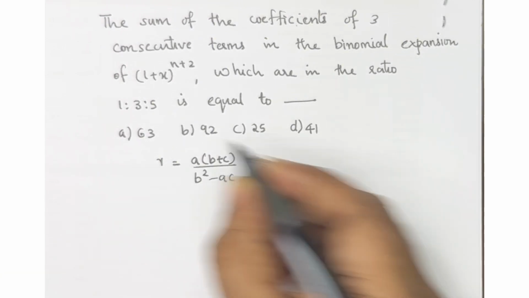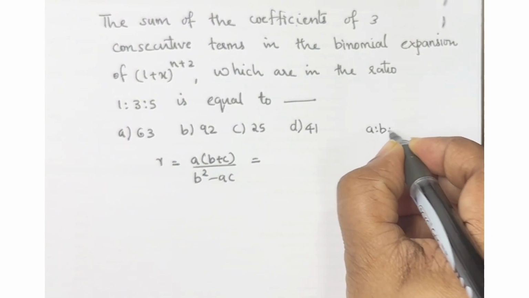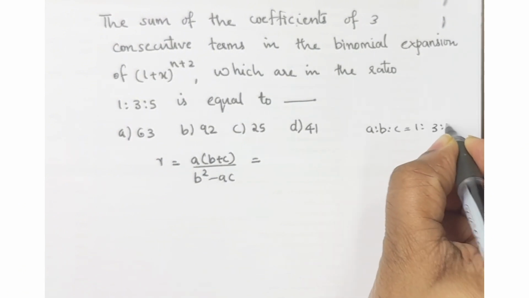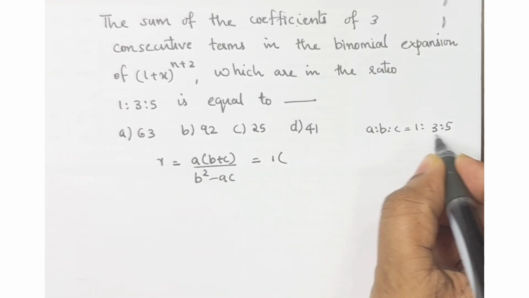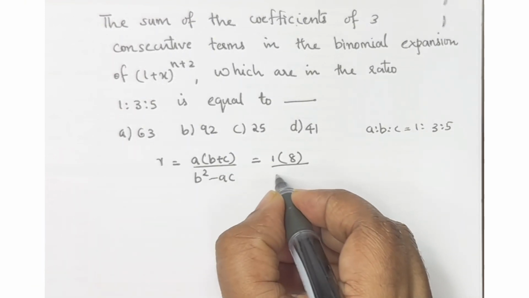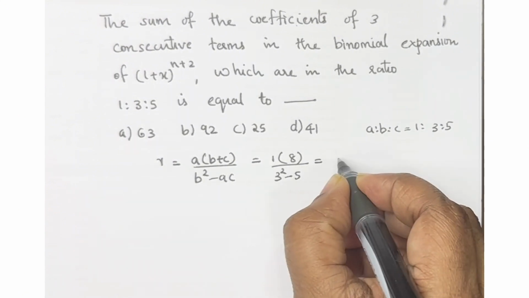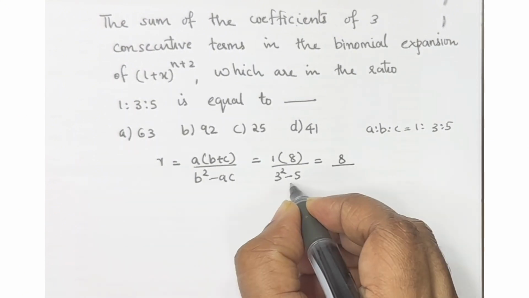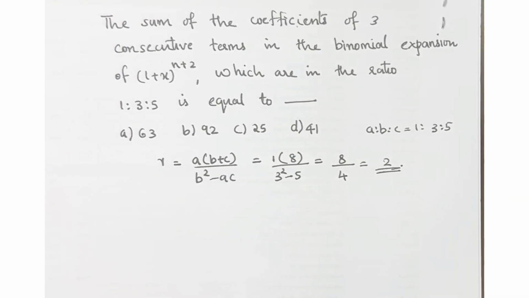In the question it is given that the ratio is 1:3:5. Therefore, a : b : c = 1 : 3 : 5. Here a is equal to 1, so 1 into (3 + 5) is 8, divided by b² - ac, which means 3² - 1 into 5, that is 5. That's equal to 8 divided by 9 - 5, which is 4. 8 by 4 is equal to 2. Therefore, r is equal to 2.